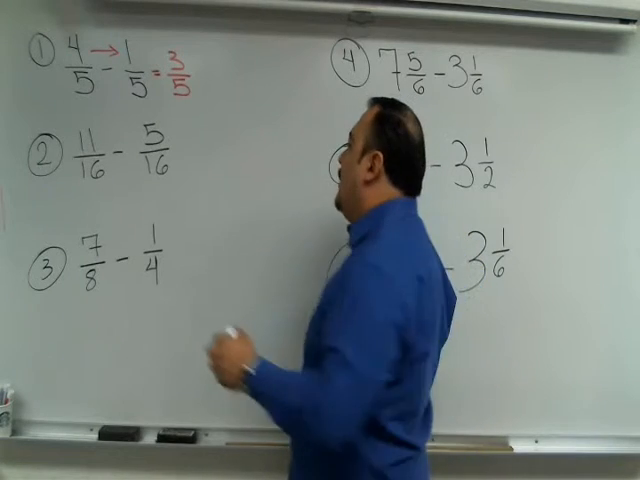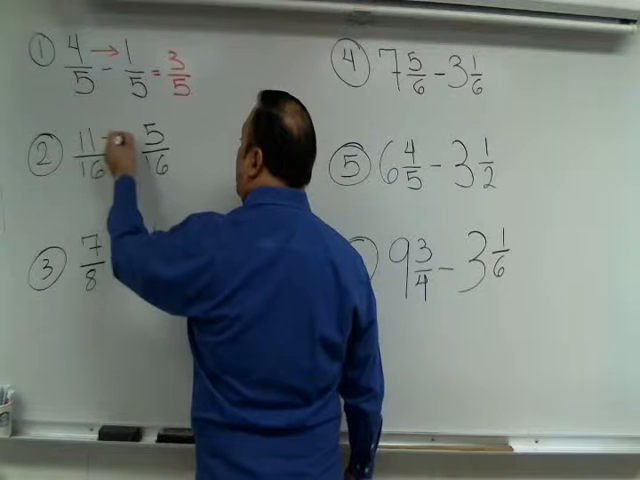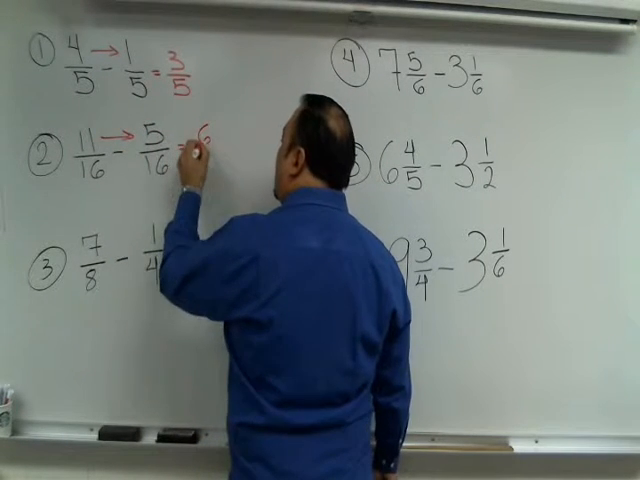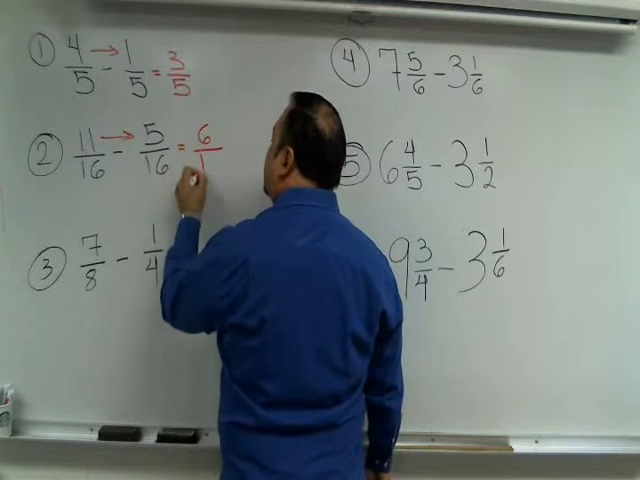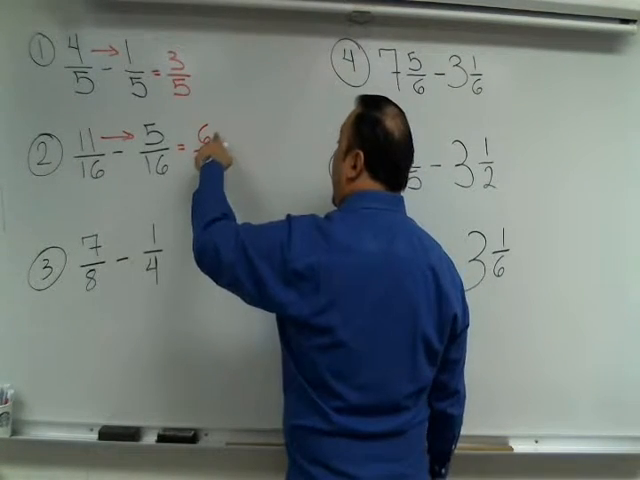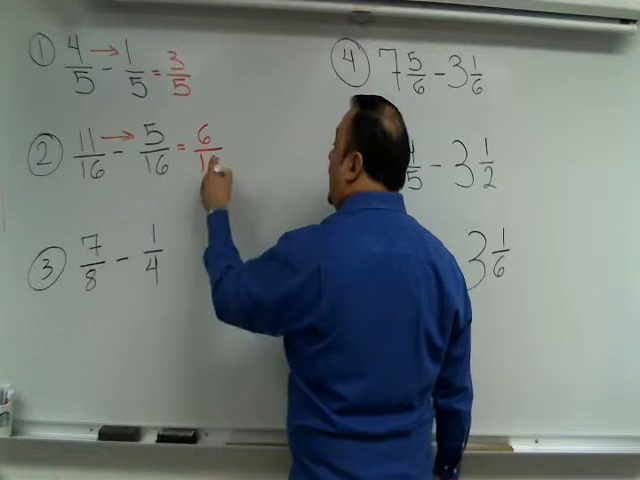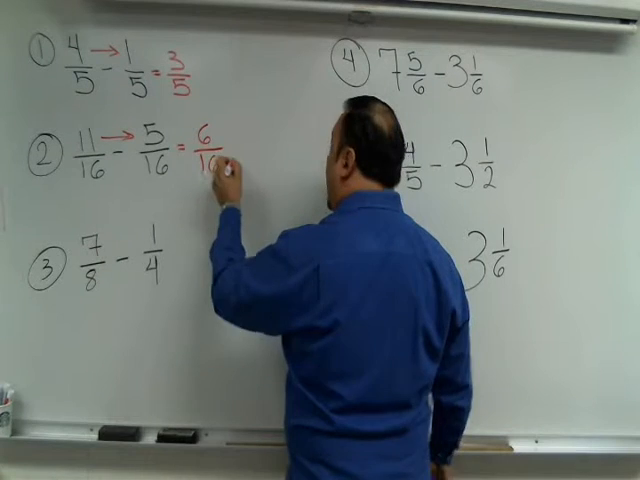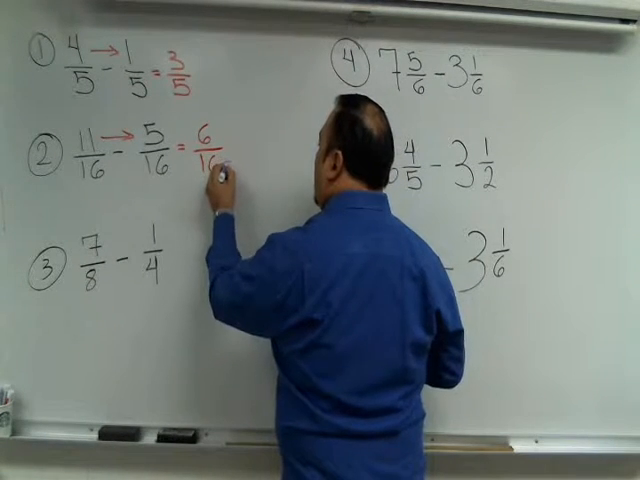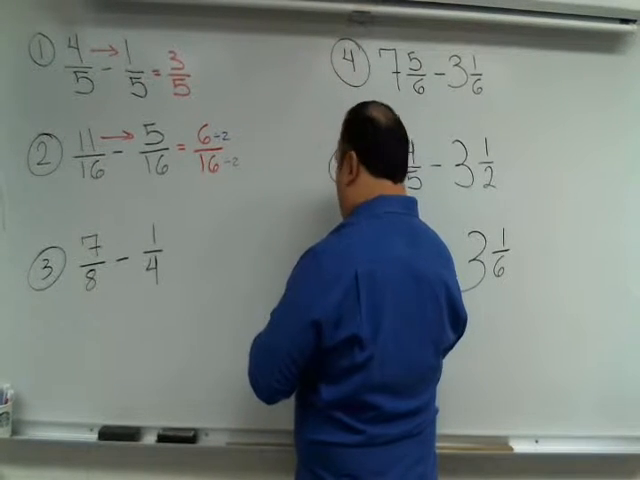Number 2, we also already have a common denominator, so we go ahead and subtract our numerators. 11 minus 5 equals 6 over 16. If you notice, even though they don't look like they might have a common number, they do. They both are even numbers, so at a minimum, I know I can divide by 2. So we divide both of them by 2.